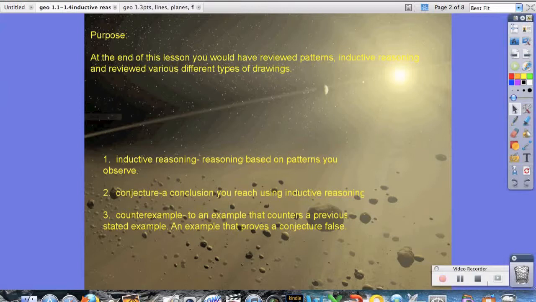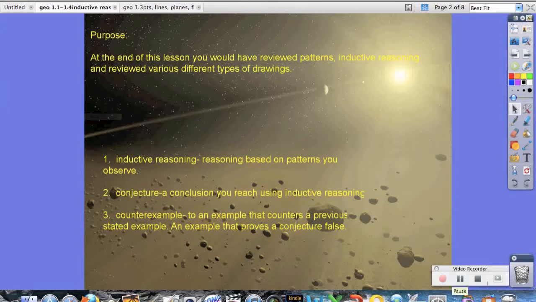The first being inductive reasoning, which is reasoning based on patterns you observe. Inside out is how you should be looking at this, because we're going to look at patterns and make one big generalization of what that is. Two is a conjecture, which is a conclusion you reach using inductive reasoning. It's more than just a hypothesis. A hypothesis is something you make at the beginning. A conjecture is a guess or a conclusion you reach after using inductive reasoning.